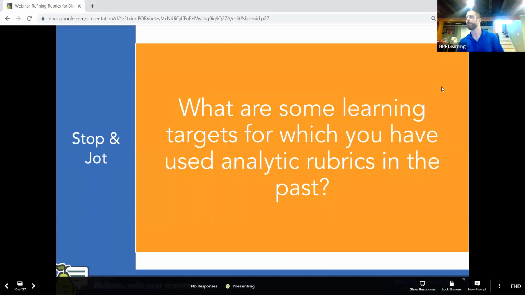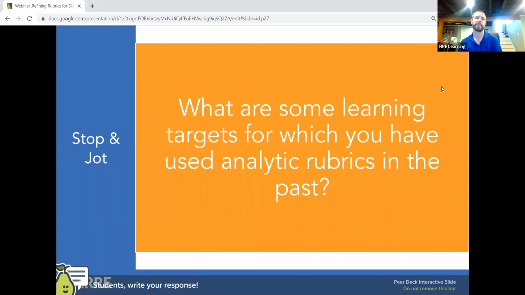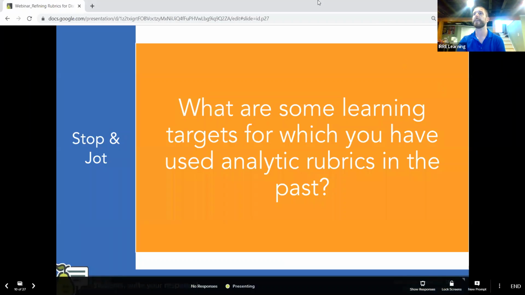So we'll stop here with another text-driven response. And the question is, what are some learning targets for which you have used analytic rubrics in the past? So again, you'll see a prompt either on your phone or on your computer screen. At the bottom of that screen, it will ask you to start authoring a response. Please go ahead and drop some thinking there, and we'll move forward from there.